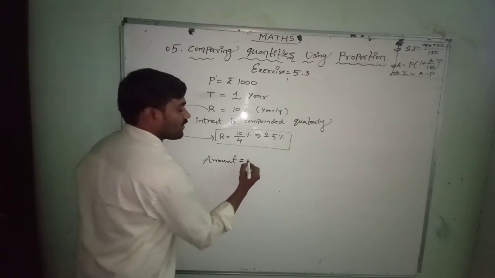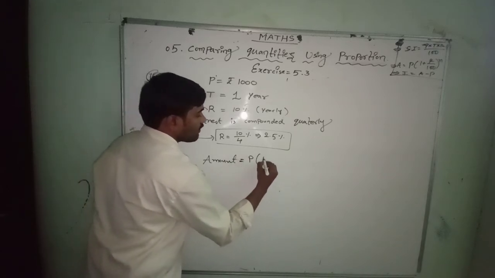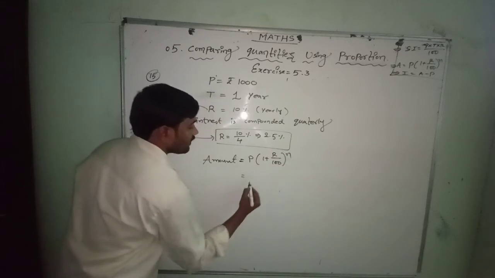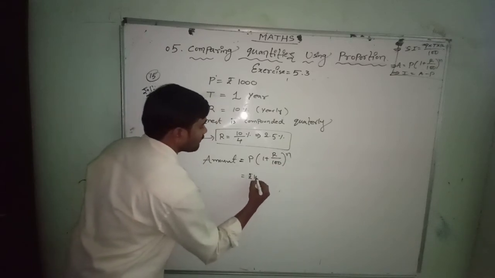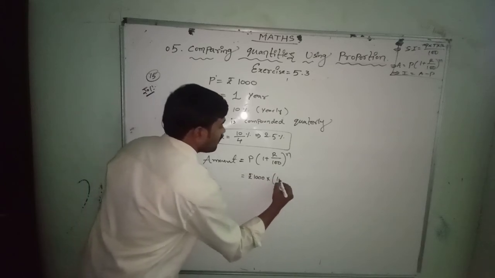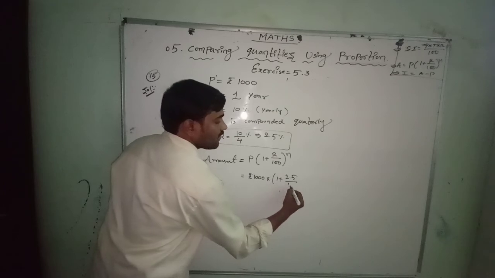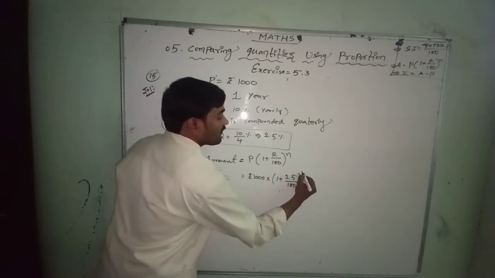What is the formula of amount? A equals P of (1 plus r by 100) whole to the power of n. The amount equals rupees 1,000 into (1 plus 2.5 by 100) whole to the power of n.